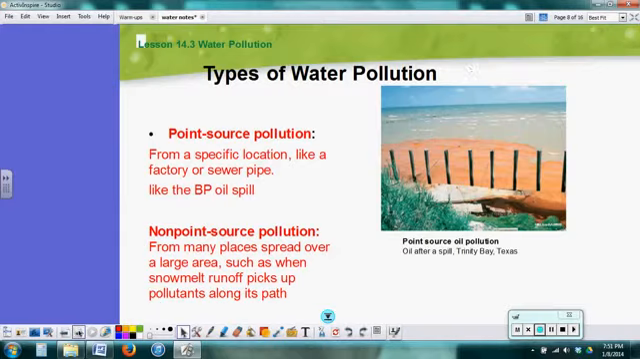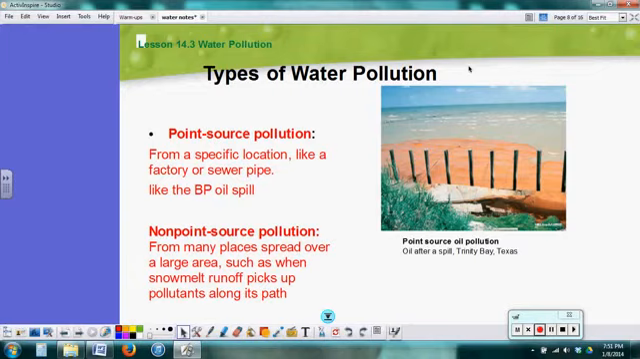All right, water pollution, tagging on to that. There are types of water pollution, point source and non-point source. Point source is from a very specific location, a sewer, a pipe, somewhere where we can go, there's the pollution. This is the person causing it, like the BP oil spill. Non-point source, we don't really know where it came from. We just know that it's there.